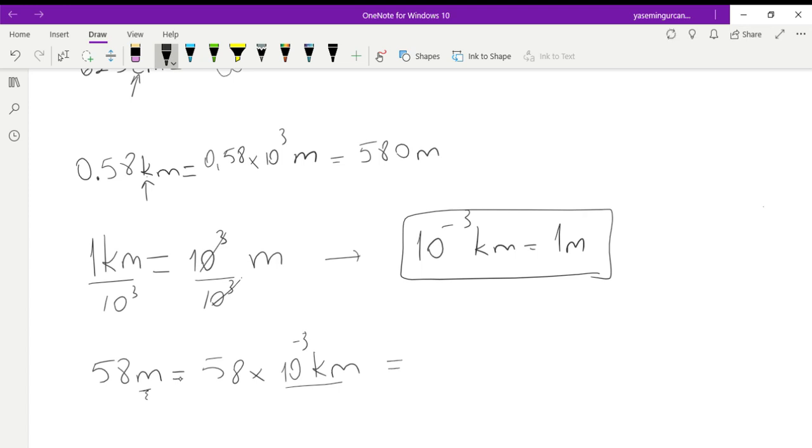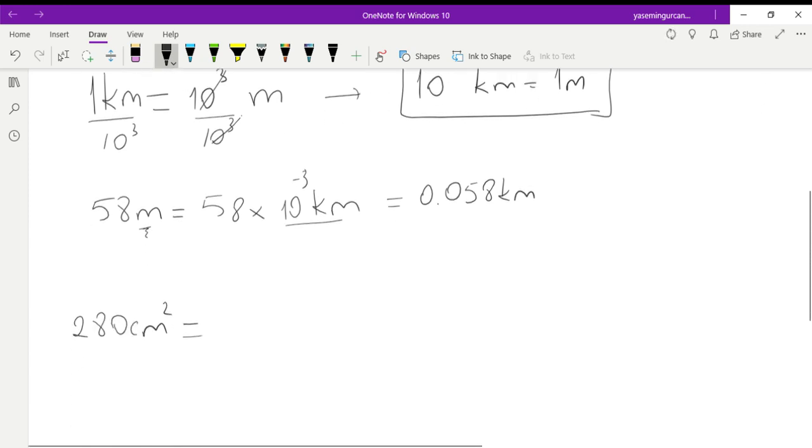And if you write this in standard form, once again, multiplying 10 to the minus 3 means you're dividing with 1,000, so you're basically moving your decimal point 3 times to the left, so it's going to be 1, 2, put an extra 0, 3. So this is going to be 0.058 kilometer.